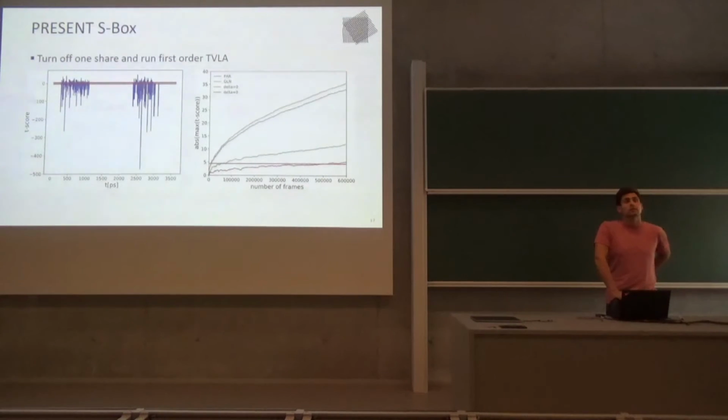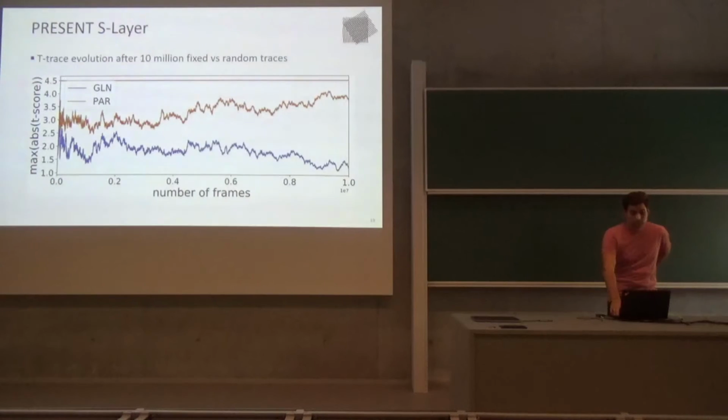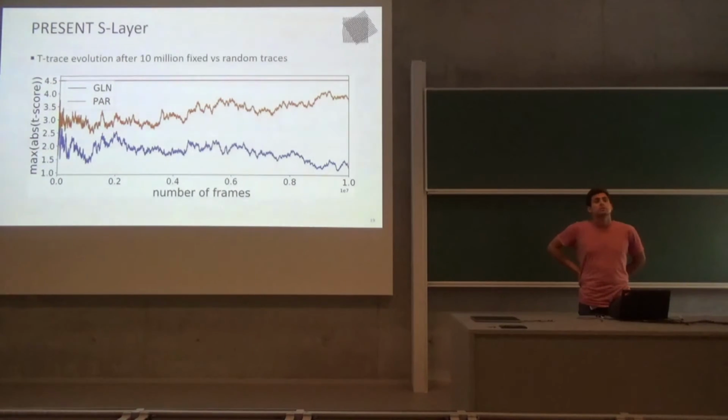Is it a WDL example? And also, is this the split-up PRESENT S-box again? No. The S layer is completely in one cycle? It's a one-cycle parallel S layer.